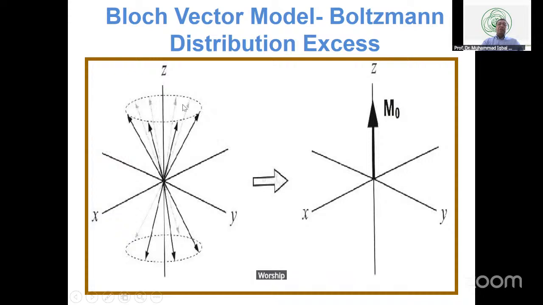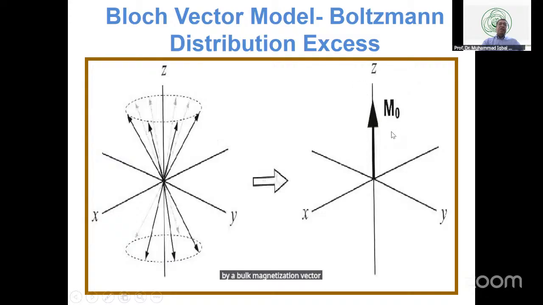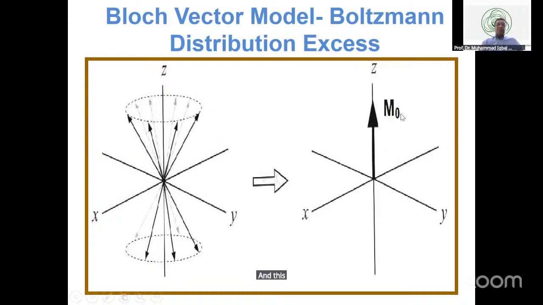And these vectors which are representing, let's say about 10 of them, are in the same direction, therefore they can be represented by a bulk magnetization vector, which is also called net magnetization, because this is the net difference between two energy states. And this is denoted by M naught. Okay, so this is the magnetization vector.